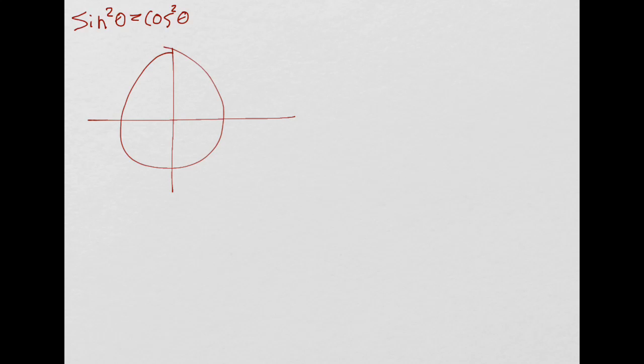Well, if you think about it, if you want to know where two squares are equal to each other, then if we want this to happen, sine theta is going to have to equal cosine theta at those values. That's the only time you can square them and they'll equal each other. So just think about it. When is sine equal to cosine?